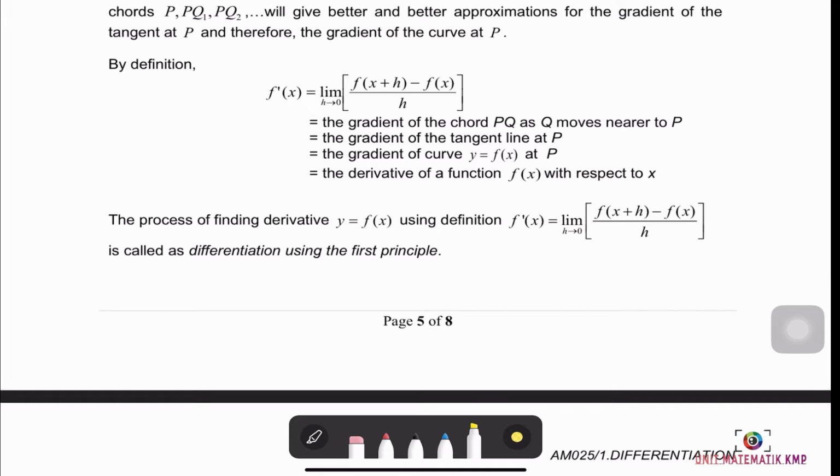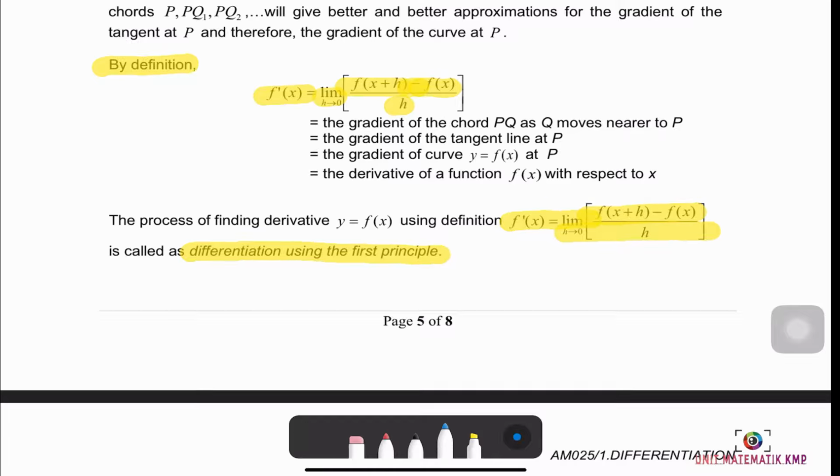By definition, we have f prime here, which is our derivative. So we will have the limit of f of x plus h minus f of x over h when h approaches 0. We have a similar formula down here, and this one we call differentiation using the first principle. In this subtopic, I will emphasize this formula only.